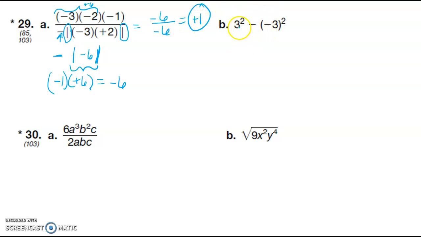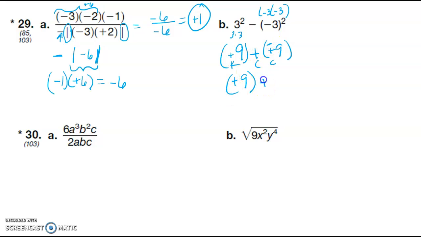Okay, here we have 3 squared, which is 3 times 3, or 9, minus negative 3 squared, so this is negative 3 times negative 3, which is positive 9. So we're going to treat this as a subtraction problem and keep change. So I have positive 9 plus negative 9, which is 0. That's supposed to be a 0. Anyway, okay. Oh, we did this in the beginning.